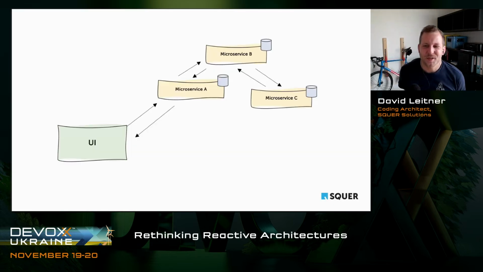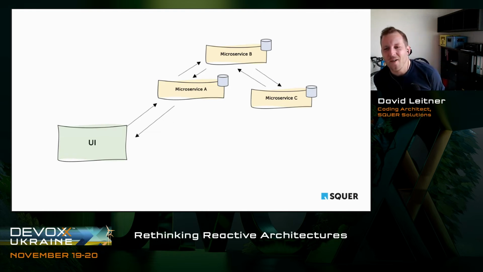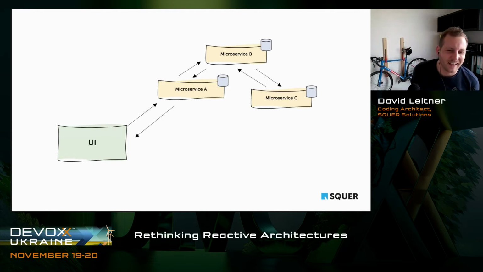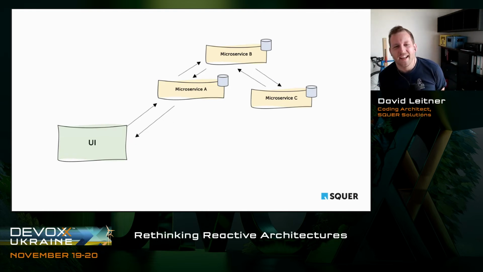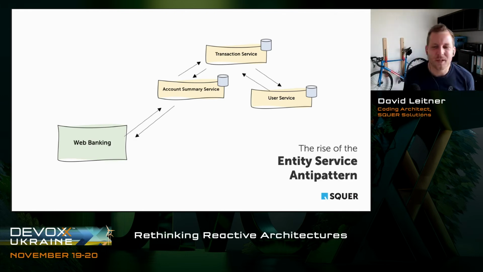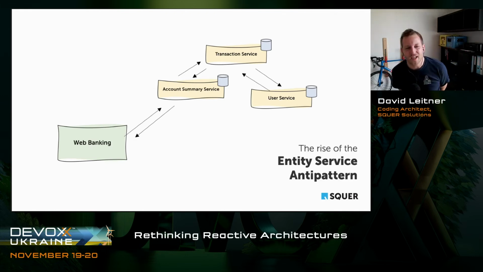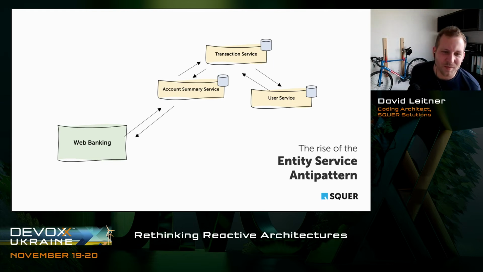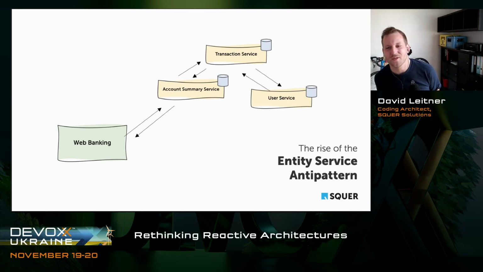Well, as I showed you before, this is usually how our microservices look in the early beginnings. And to give this a little more drive, let's give this example a real domain. So we have a web banking application which has an account summary service, a transaction service, and a user service.